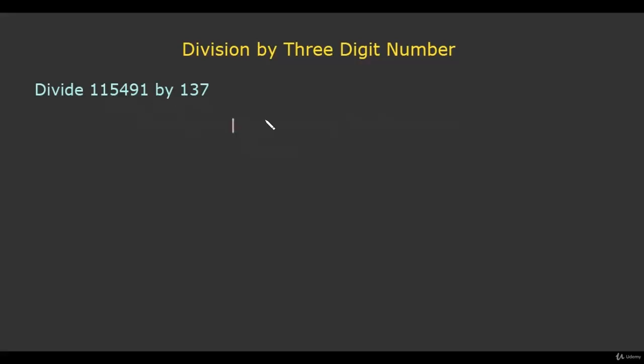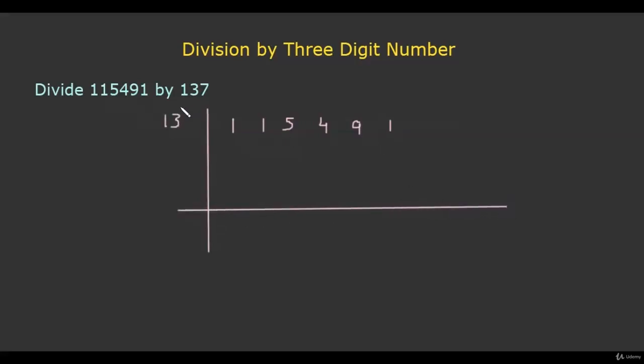Like before, we will write 137 like this, where 13 is the base digit number and 7 is the flag digit number. Now here we will be needing the table of 13. The flag digit number is a 1-digit number, so we will separate the last digit only.